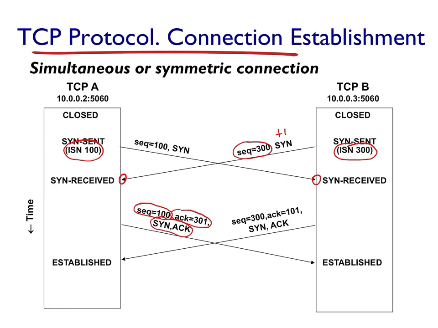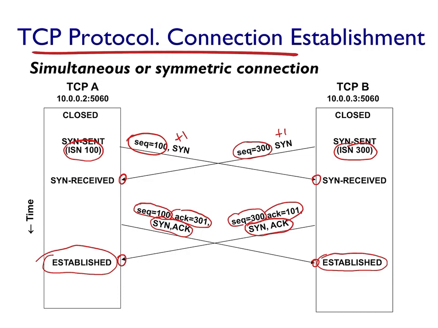At that point, B knows that A wants to connect with B and B also wants to connect with A. So, SYN ACK, sequence number 300 and ACK 101, because I have received the segment 100 plus 1 because of the SYN. So at that point, the connection is established for A, and at that point, the connection is established for B.